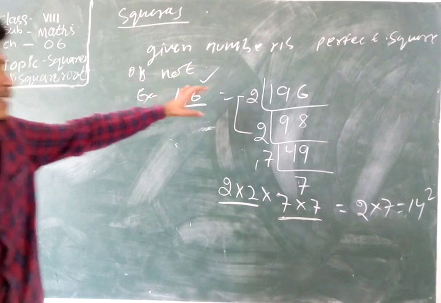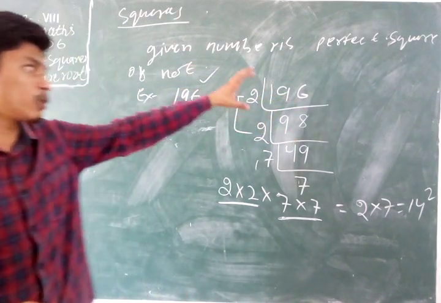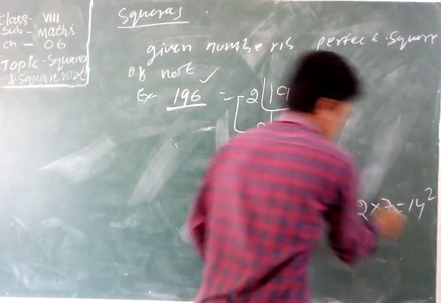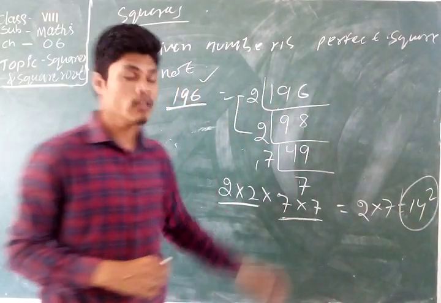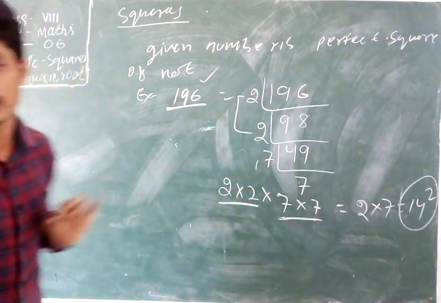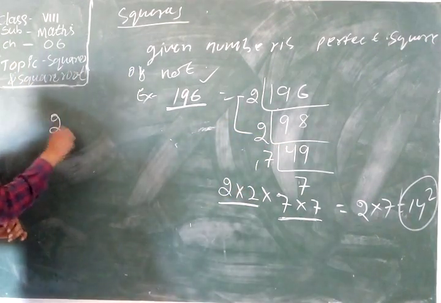You can check whether a number is a square or not, or which number it is the square of. Then 196 is the square of 14. How do you know? Using the factorization method. Let's take another example, like 2025.